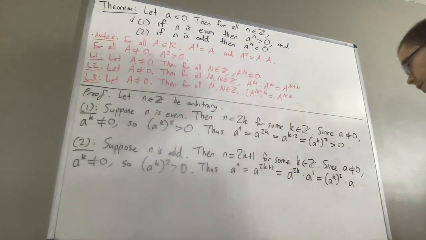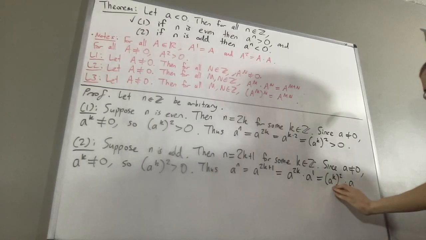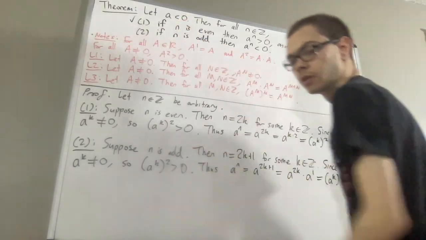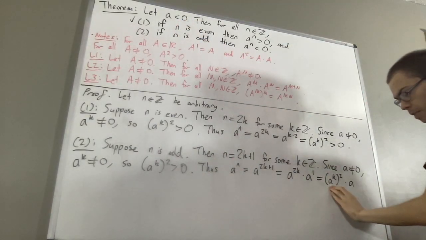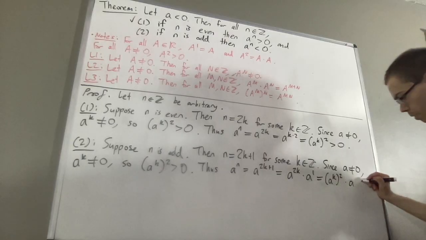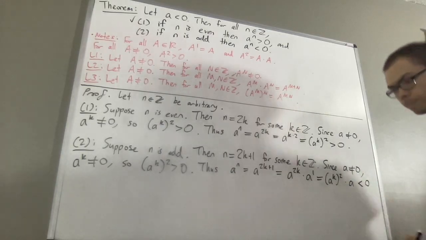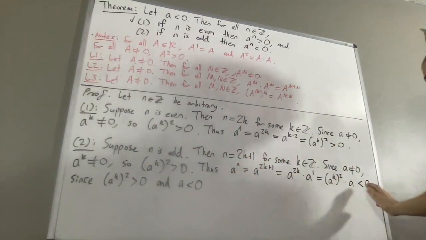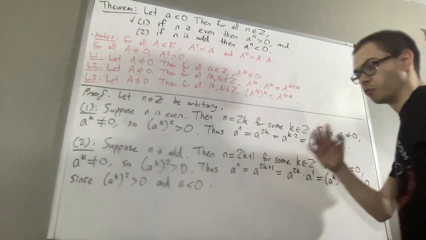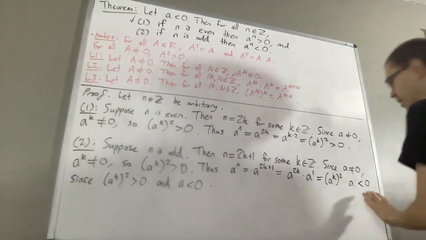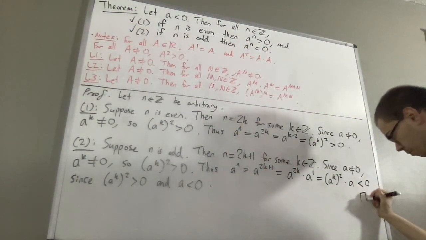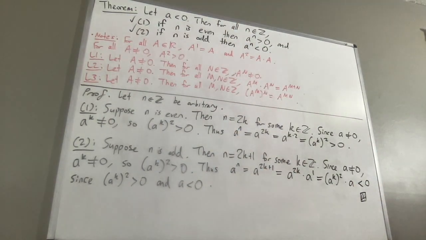Just like that. Now, we know that a to the power of k to the power of 2 is a positive real number, while a is a negative real number. So when we multiply a positive real number times a negative real number, that will be a negative real number. So this shows a to the power of n is less than 0. That's it. We have shown if n is odd, then a to the power of n is less than 0. So that proves 2. And so this completes the proof.